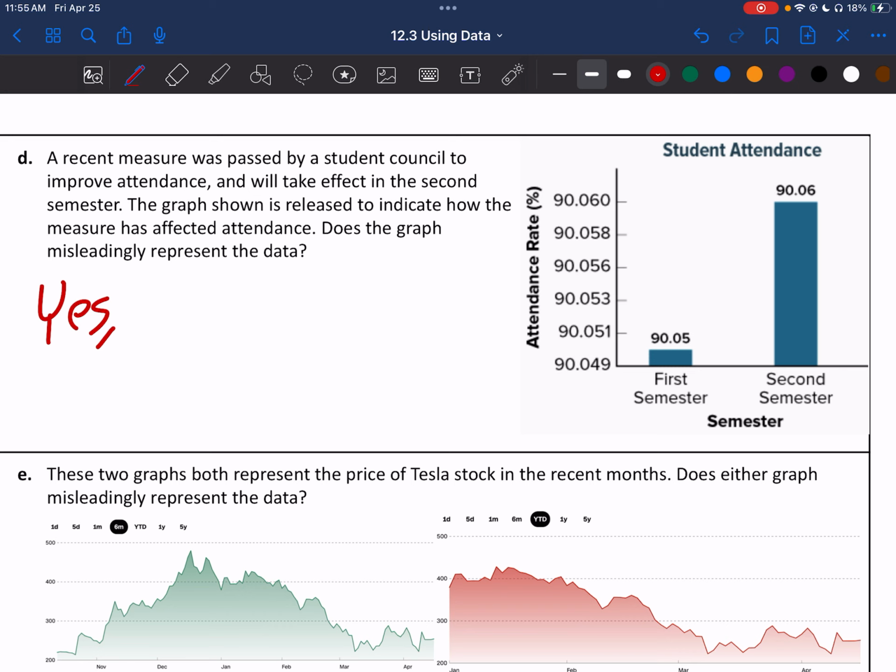So let's just say, for example, Huntley Middle School here, we have approximately 900 people. And I want to know what is 0.01% of the difference. That would be less than 1 person in our building in terms of attendance. So you can see how this is very misleading. It makes the gap look significant.